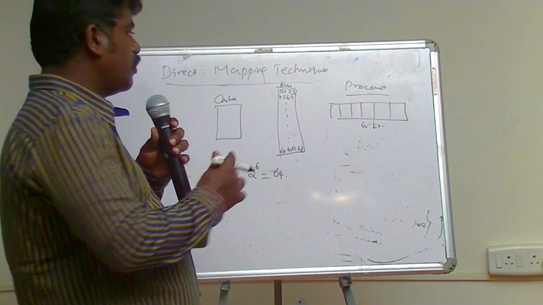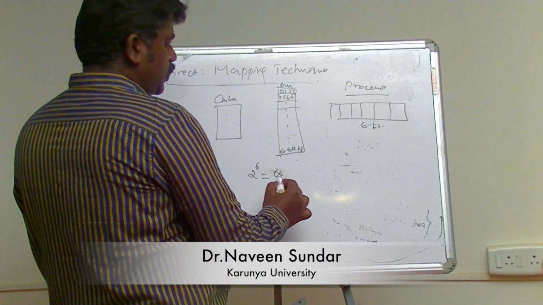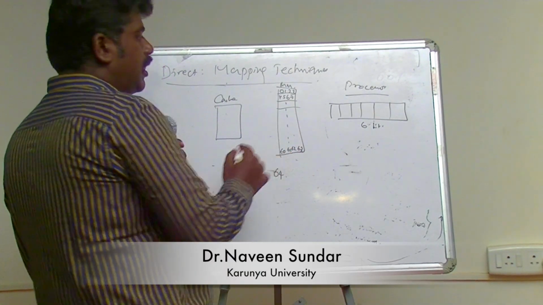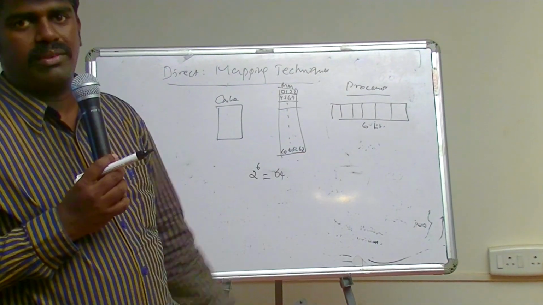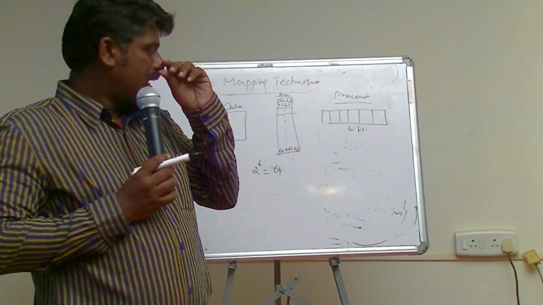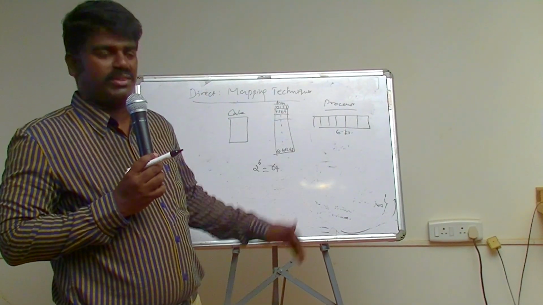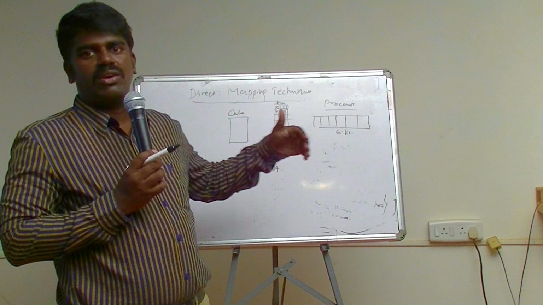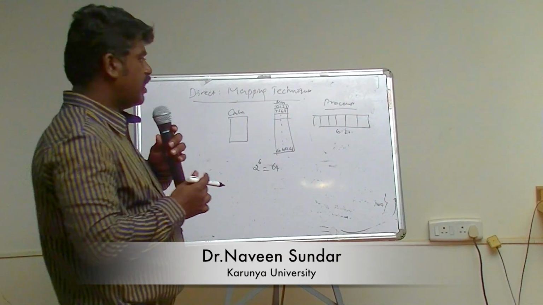So how will you have the addressing here? In main memory we will divide the words into blocks. In main memory we call them blocks, but in the cache we call them lines, that is, cache lines. This is how we will call them.